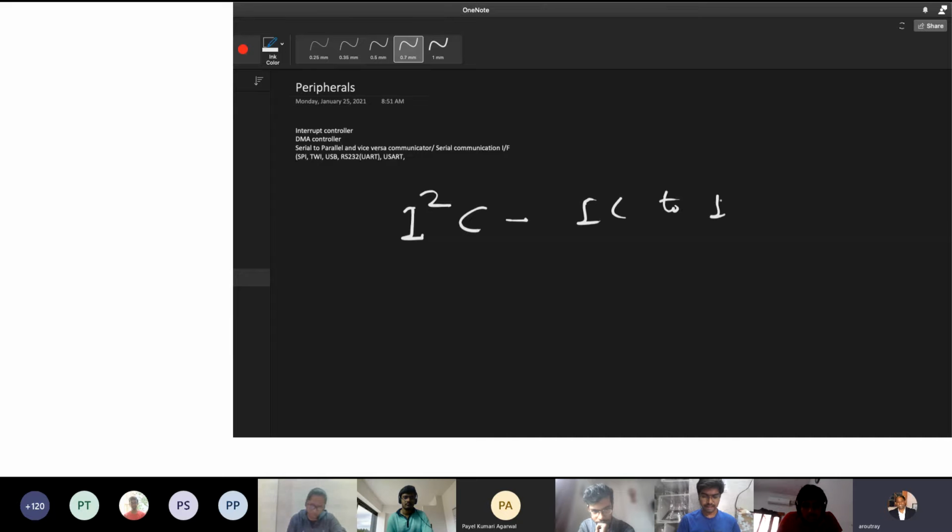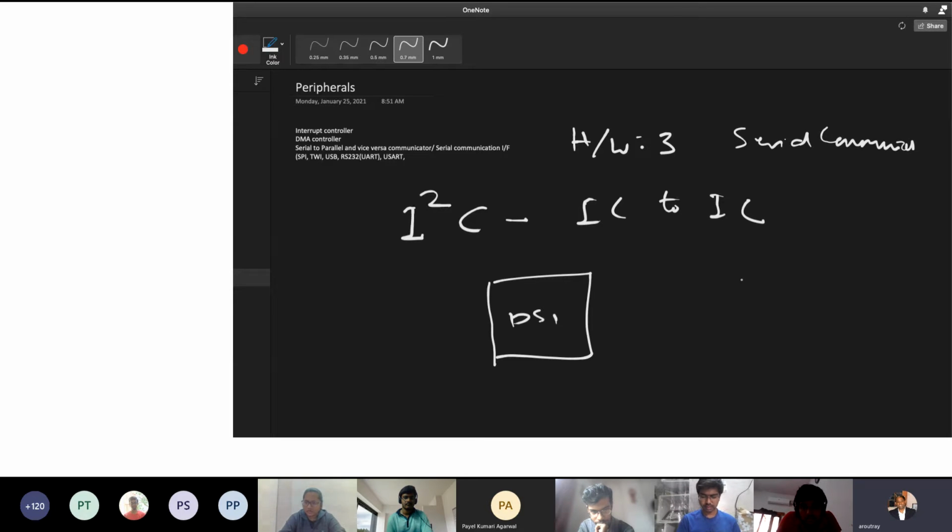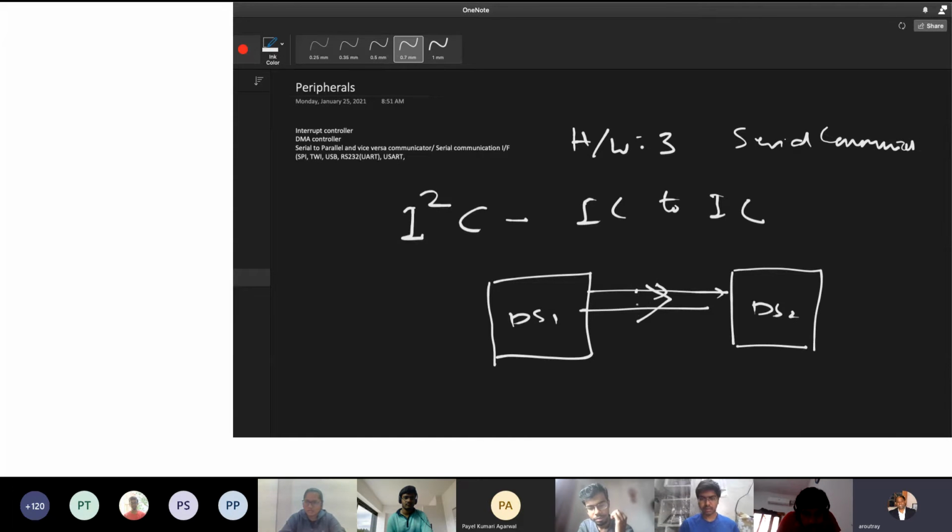So homework 3 is to find out all the different standards of serial communication. You understand serial communication now. There is a digital system 1, DS1, let's say a microprocessor, and a digital system 2, DS2. Data has to go from here to here. Either you can send the data with proper handshaking in parallel, or you can send it one by one, serially, one after the other. This is parallel or serial communication.